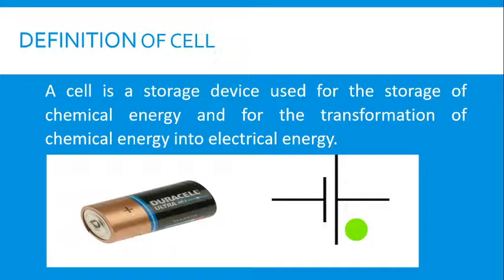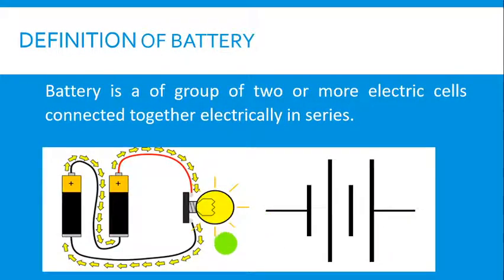If you look at this image, this is just a common example of a cell, while the second image represents the circuit symbol for a cell. That is what we need to note, and that leads us to the definition of a battery. A battery is defined as a group of two or more cells that are connected together electrically in series.